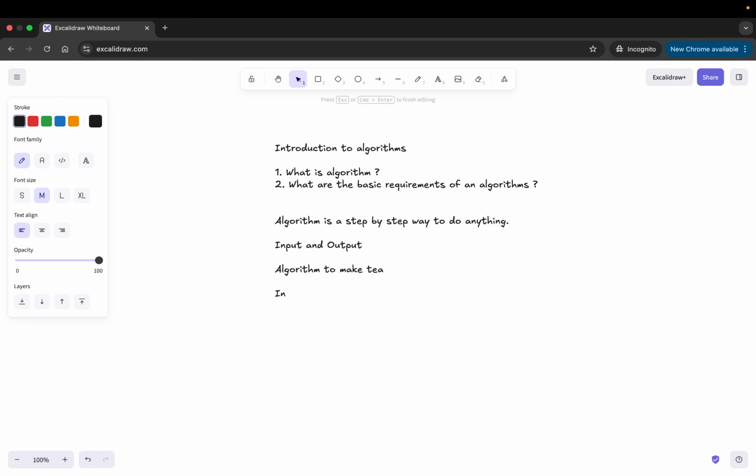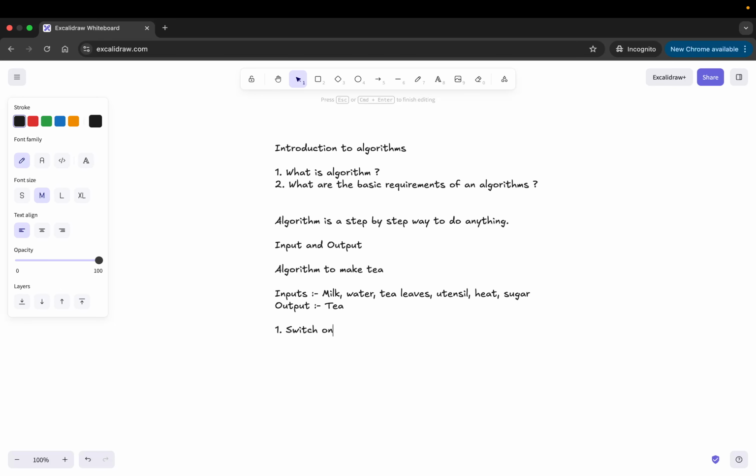What are the inputs for an algorithm to make tea? Milk, water, tea leaves, and a utensil. Let's see, and maybe fire, or maybe a gas stove, anything. So we can say heat, and sugar, or salt if you like it. Anyway, the output, you get tea as output, right? So what do you do? What are the steps to convert input into output?